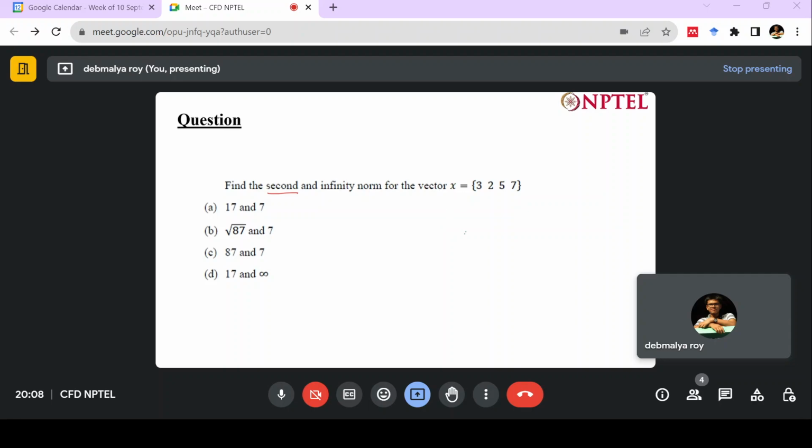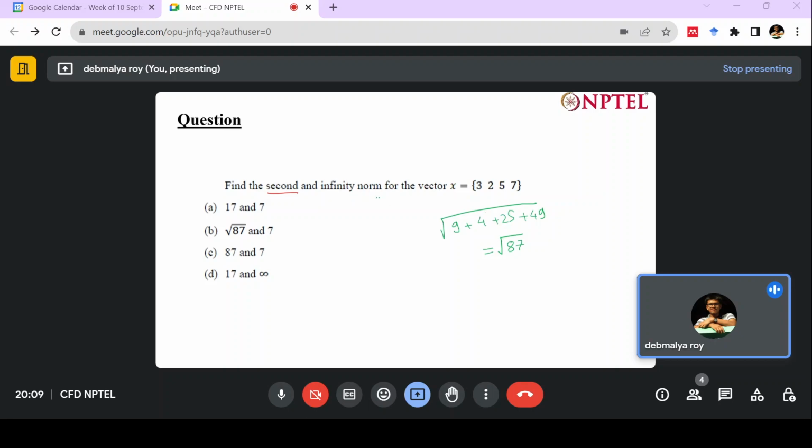So how much that would be? 3 square 9 plus 4 plus 25 plus 40. So this is 87, right? Root over 87.